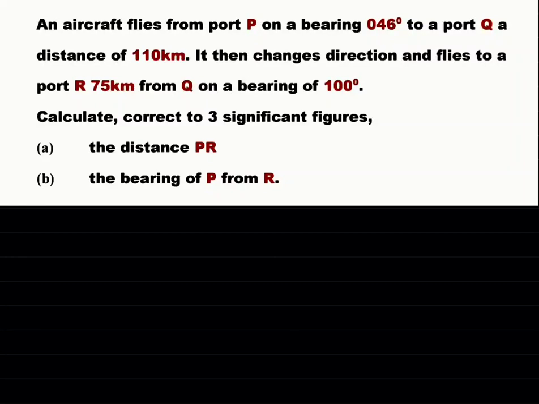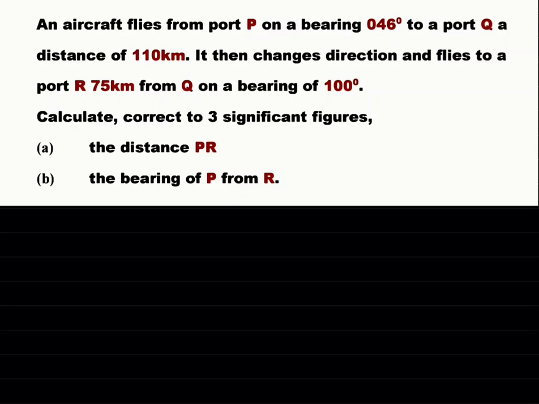Hey guys, a very nice question under bearing and distances. So let me read the question through. An aircraft flies from port P on a bearing of 46 degrees to a port Q, a distance of 110 kilometers. It then changes direction and flies to a port R, 75 kilometers from Q, on a bearing of 100 degrees. Calculate correct to three significant figures.